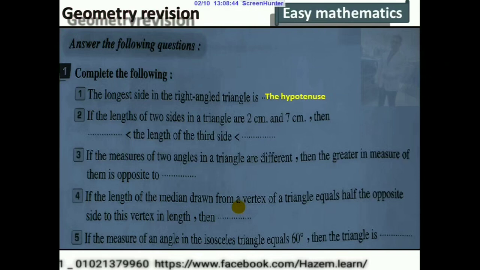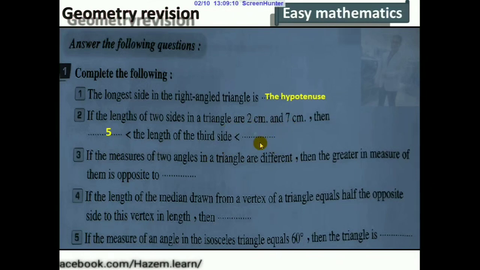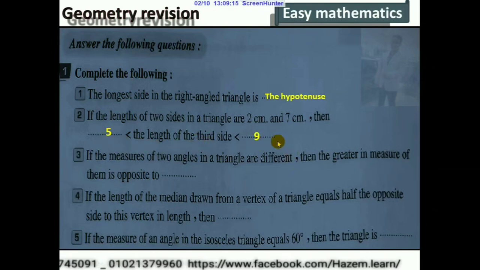Number 2, the lengths of two sides in a triangle are 2 cm and 7 cm. Then the length of the third side is included between what and what? To find the smallest value here, we must subtract both of them: 7 minus 2 equals 5. And to find the greatest value, we must add both of them. It will be equal to 9. So the third side is included between 5 and 9.